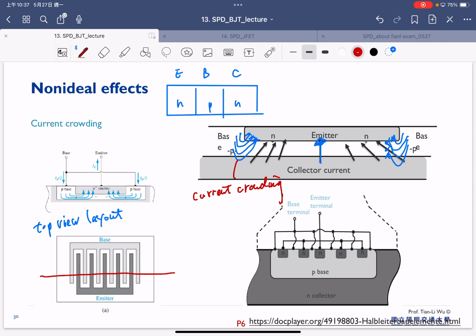And in this way, we can make sure the current flows uniformly to each emitter and reduce the current crowding effect. So this is a very often used layout design technique to minimize some of the non-ideal effects that come from the transistor.